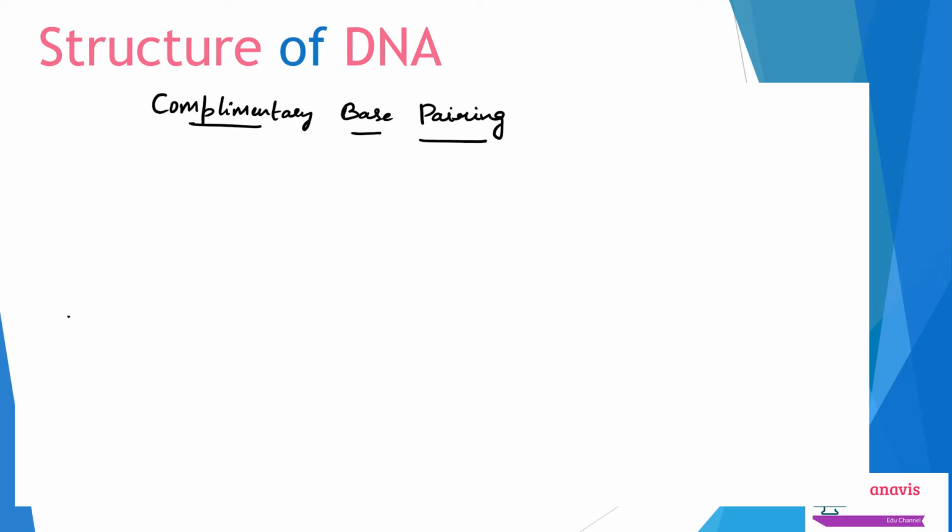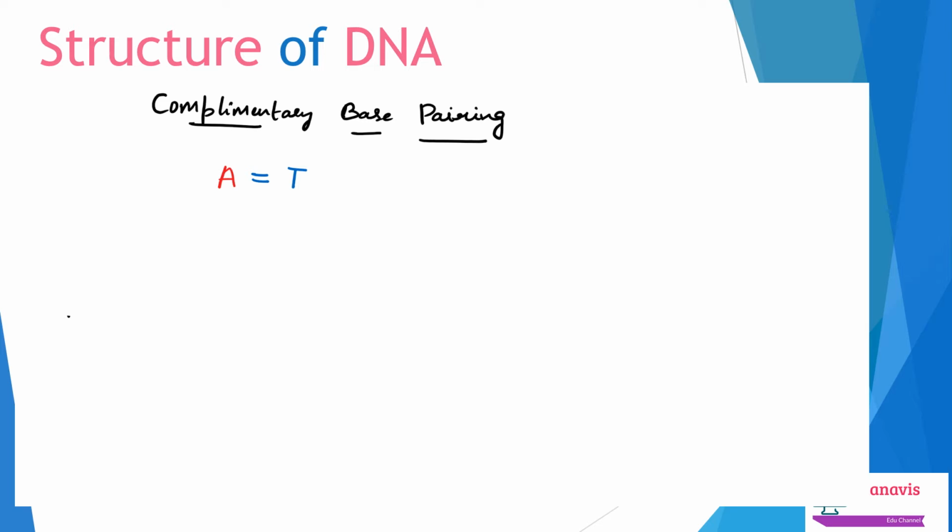These two are bonded with each other with a double bond. The next example is, if there is a guanine in one strand, the adjacent strand will have cytosine, and these are bonded with each other with a triple bond. So adenine will always base pair with thymine and guanine will always base pair with cytosine, one with a double bond and the other with a triple bond. This is called complementary base pairing.